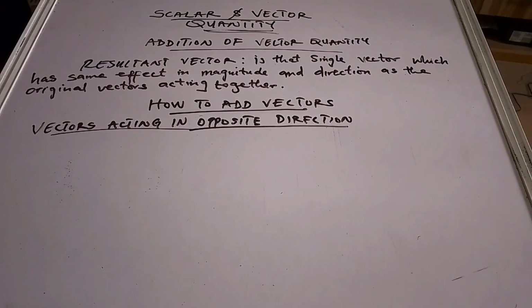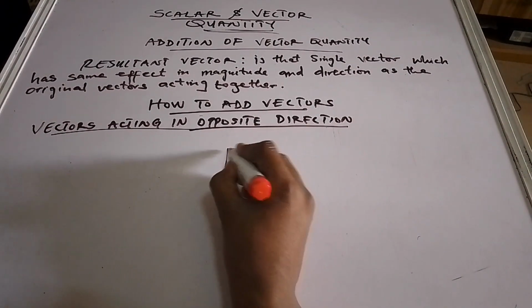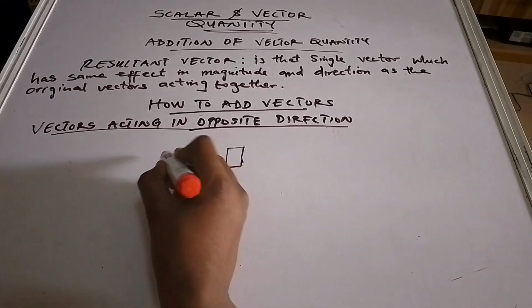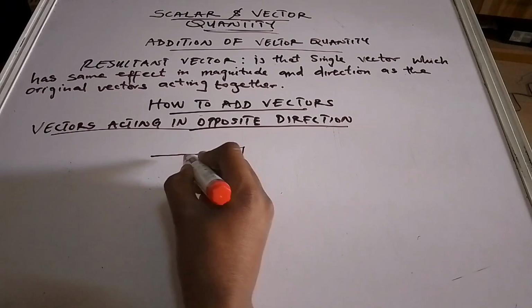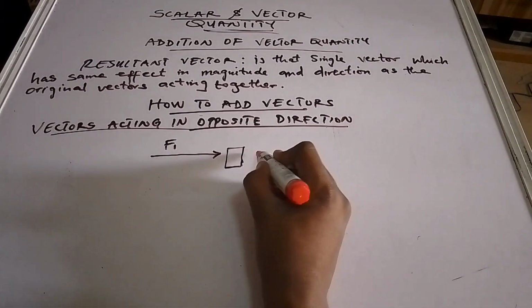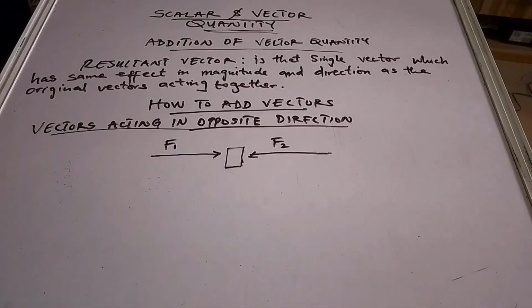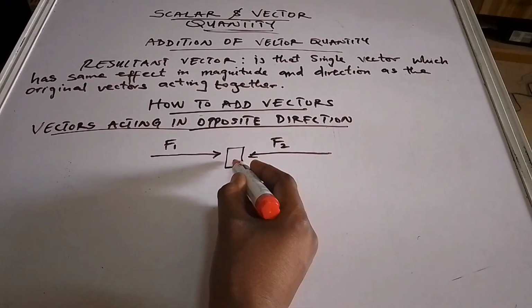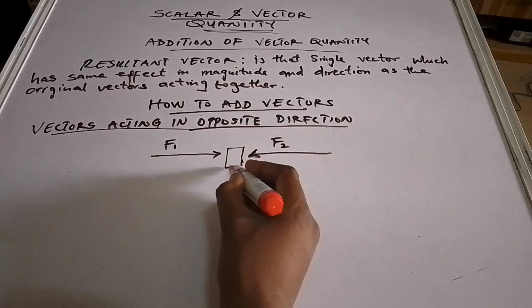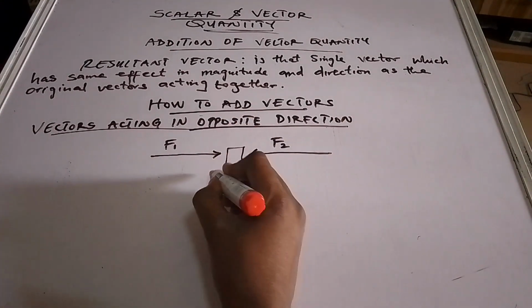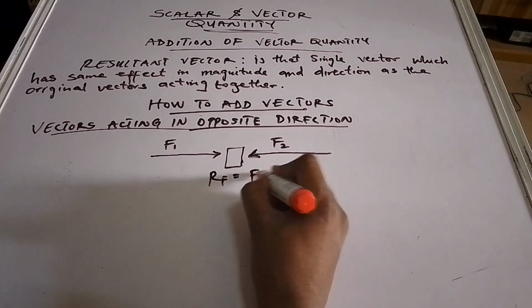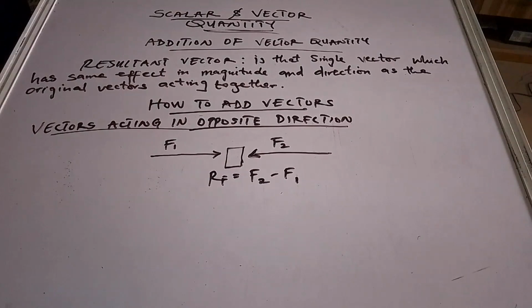Let's look at this case: vectors acting in opposite directions. Let's say we have another block, and we have a force here, F1, and then we have another force, let's call this one F2. These two forces are acting on this block in opposite directions. So what is going to be the resultant force on this block, and what is going to be the overall direction moved by this block? In this case, our resultant force is going to be F2 minus F1. It can also be F1 minus F2. The point is just that you subtract the smaller value from the greater value.